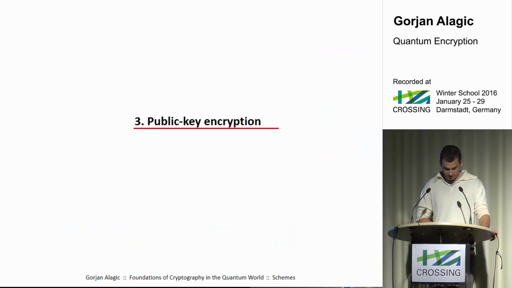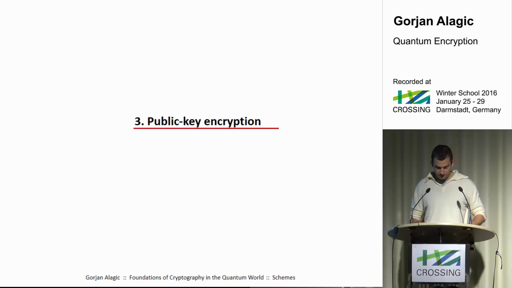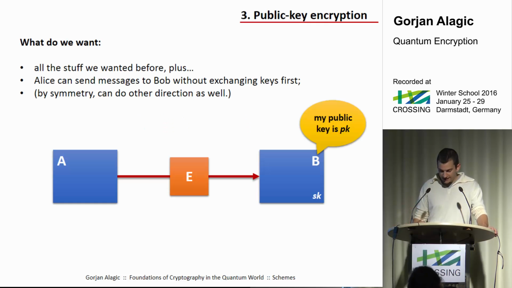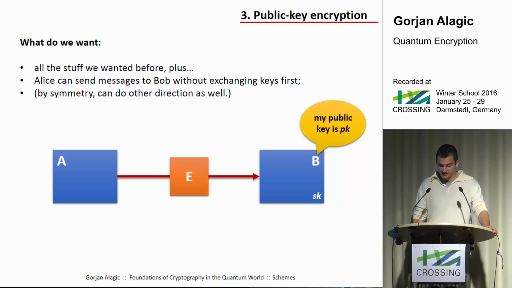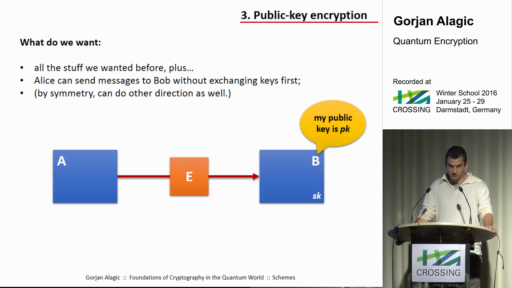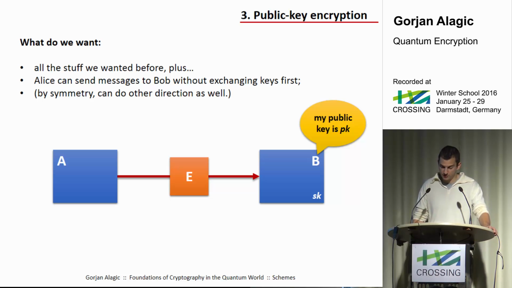Good. Now for the last few minutes, let me say a few words about public key encryption. This is a case where essentially the same things that happen classically can also be done in the quantum case. Just in case you haven't seen the basic setup before, very quickly, we want all the stuff that we wanted before, but now we also want Alice to be able to send messages to Bob without exchanging keys first. And then by symmetry, we should be able to do the other direction as well. The way to do this is for Bob to have two keys, one key which he publicly announces to everyone, this public key pk, and then he keeps around some secret key sk.